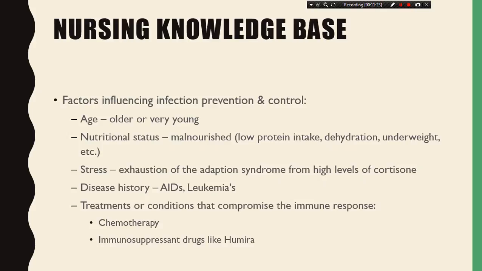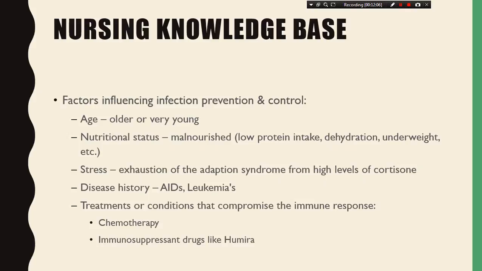Some people with stress, who have so much stress of even being in the hospital for long term with critical illness, can have exhaustion of their stress adaptation syndrome from high levels of continuous cortisone. The cortisone in itself, the high levels of cortisone, can actually suppress the immune system. But sometimes with high levels of continuous cortisone, it can actually exhaust the immune system or actually exhaust that adaptation syndrome. So some people might have adrenal insufficiency and may not be able to protect themselves because of that continuous high level of stress.